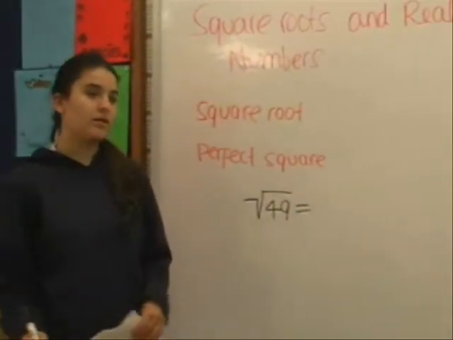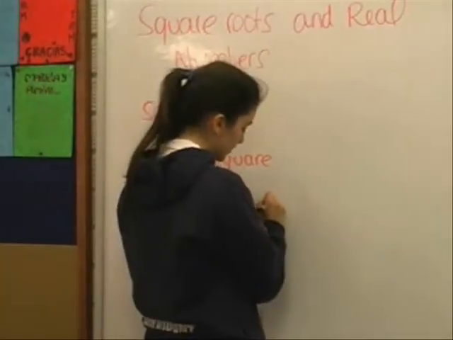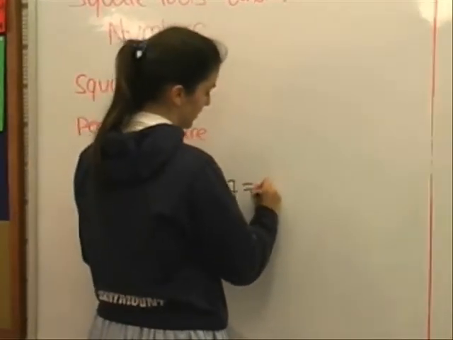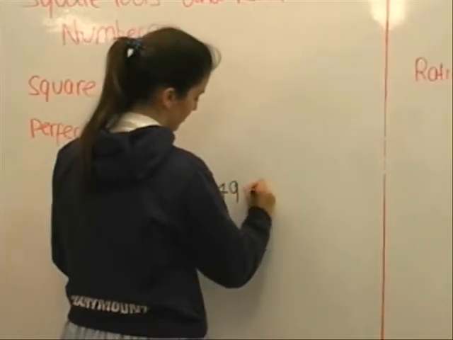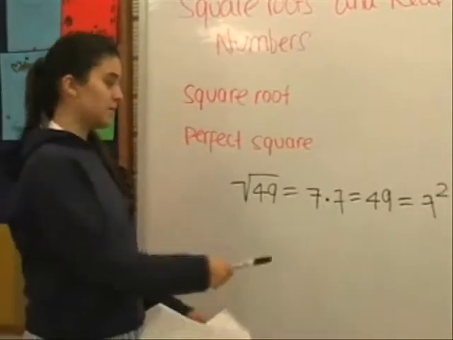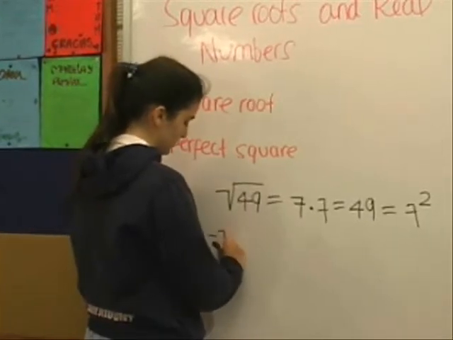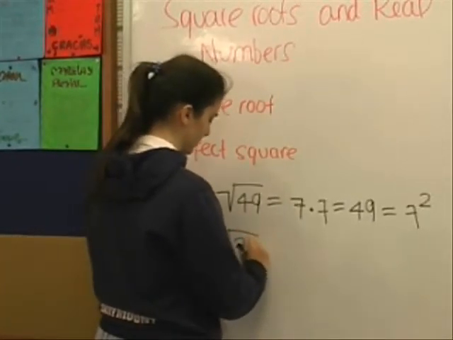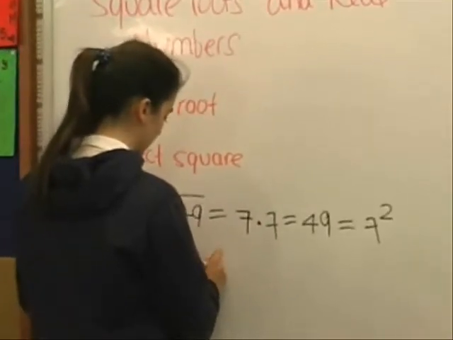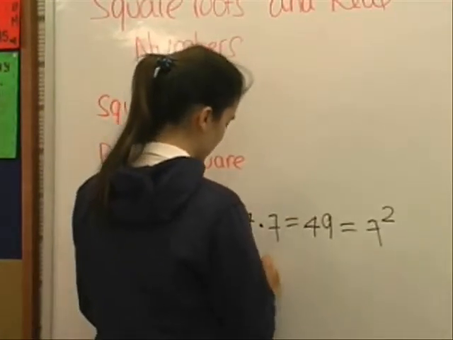The square roots are represented by this symbol. So the square root of 49 is 7. 7 multiplied by itself is 49, and you represent it like this. And this is the positive square root. The negative square root is like this. So the square root of 36 is negative 6, and it's the same.